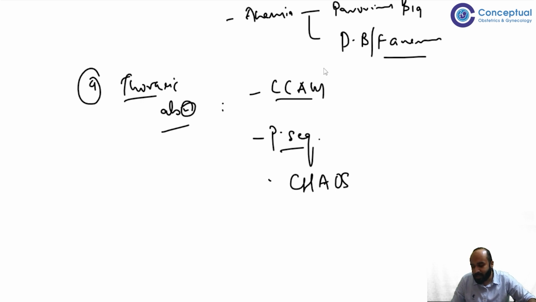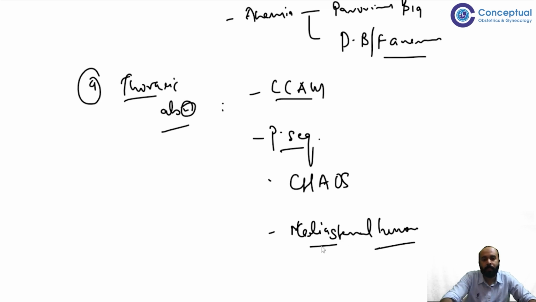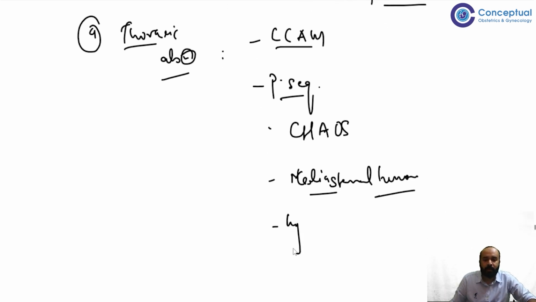So all these causes can lead to thoracic compression on the vena cavas, and that will eventually lead to your signs of hydrops fetalis. Apart from that, if there are any mediastinal tumors that compress the SVC and IVC, even they can cause the same, or any lymphatic malformation which leads to a swelling in the chest.